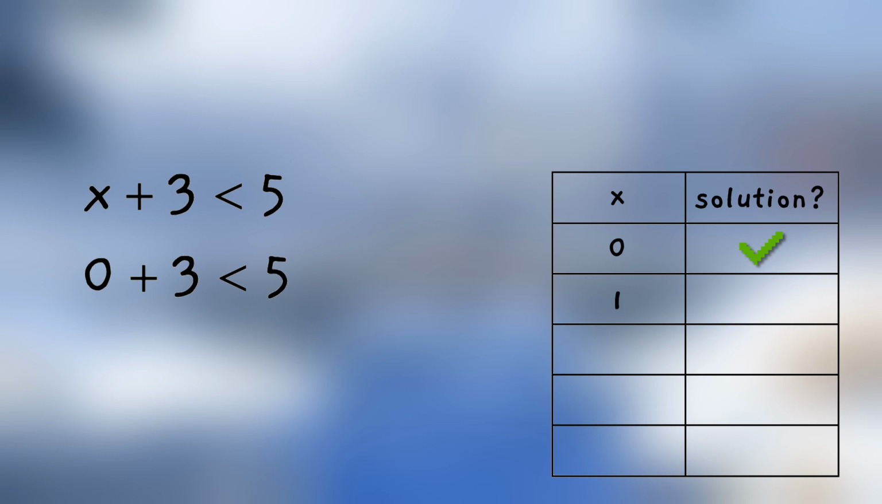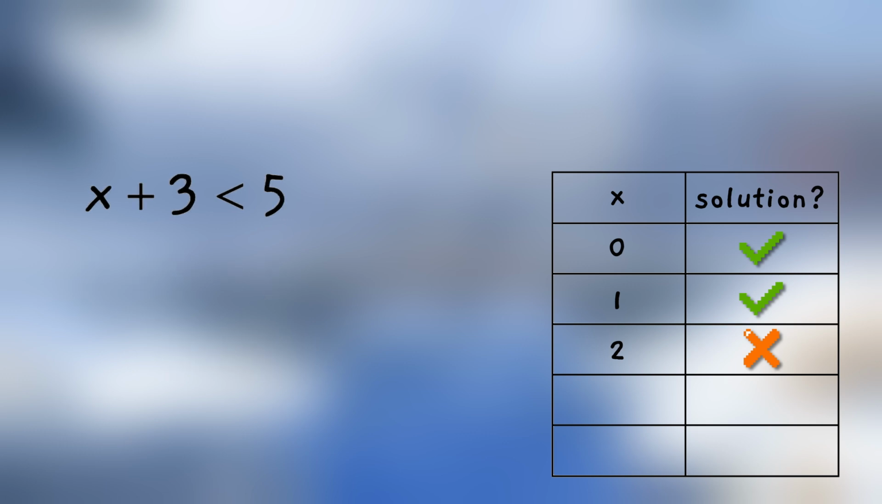Next, let's try 1. If we plug this into the inequality, we get 1 plus 3 is less than 5. Is this true? It is. So 1 is also a solution. And what about 2? If we plug this in, we get 2 plus 3 is less than 5. Well, if we simplify, this says 5 is less than 5. Is this true? No. 5 is less than or equal to 5, but 5 is not smaller than itself. So 2 is not a solution.